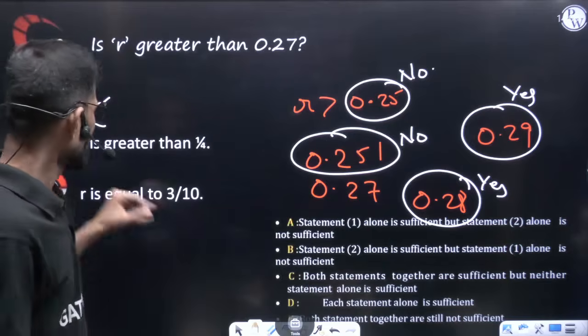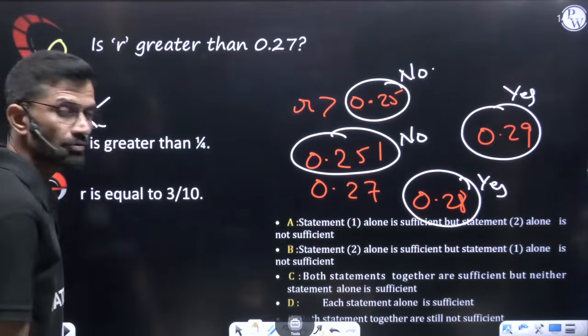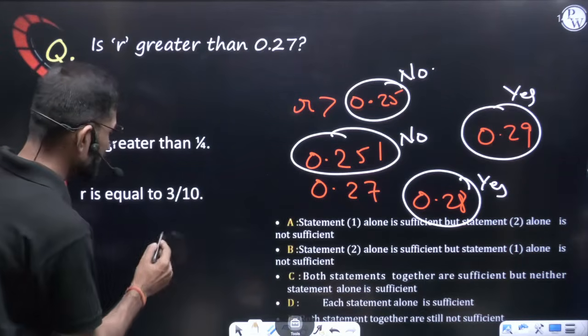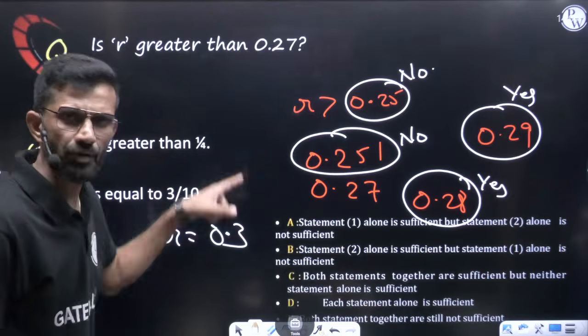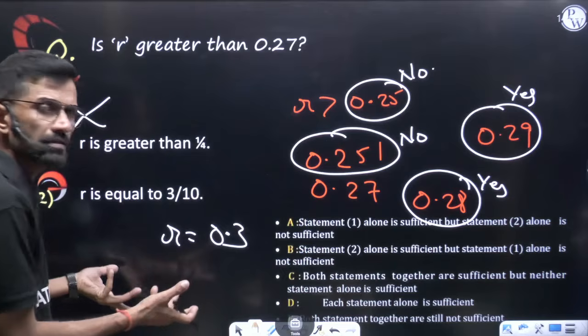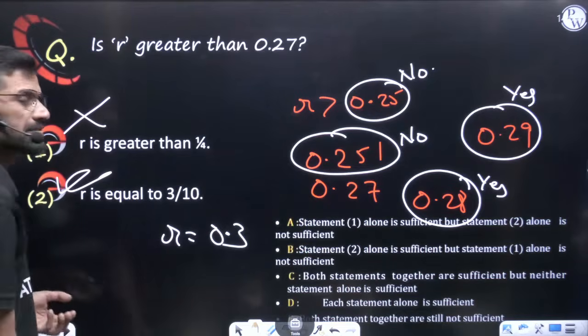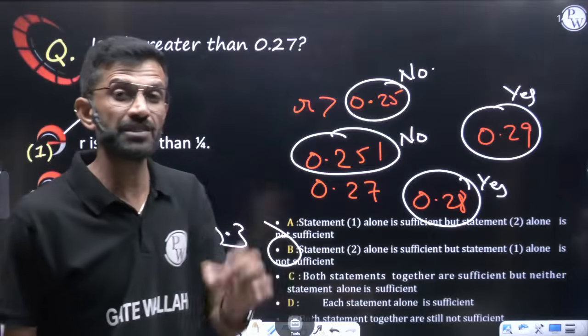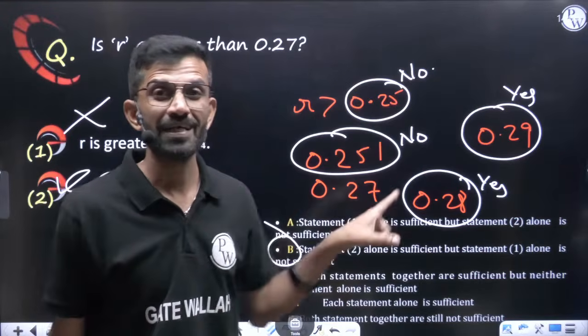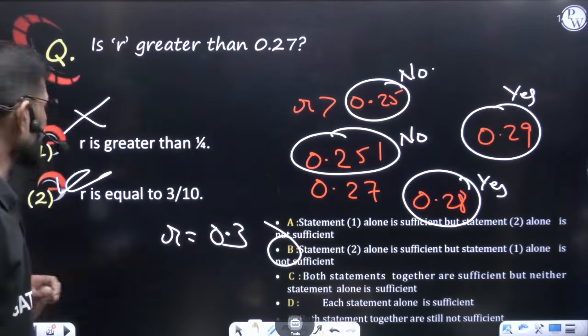Anything it can be. Coming to the second statement, they are saying R is equal to 3 by 10. The R value they have given, 3 by 10, is actually 0.3. Is it greater than 0.27? Yes. Confirm you are saying yes. So second alone is sufficient. So we'll go for option B. Statement 2 alone is sufficient, but not statement 1 alone. That is option B. Let's see the next question.